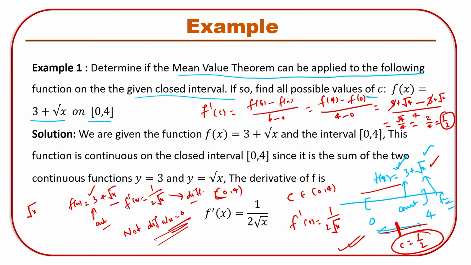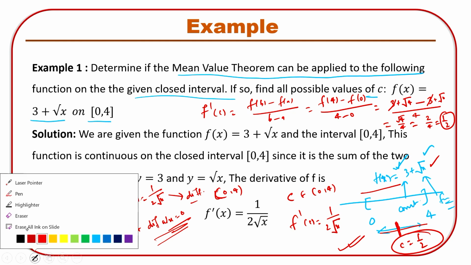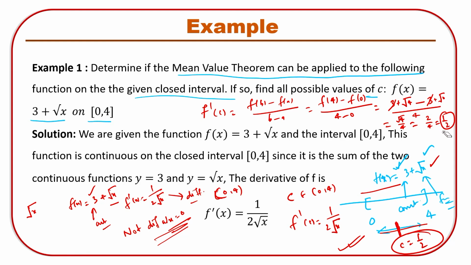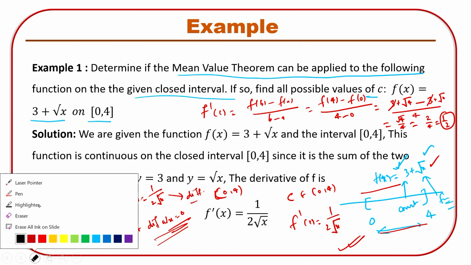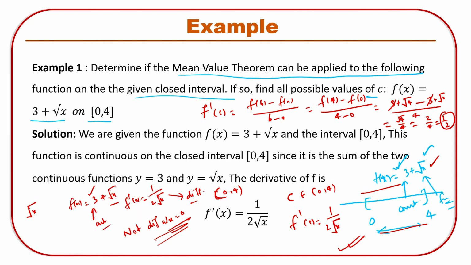Now you have understood that differentiability is important in using the mean value theorem. So we have done here f dash of C equal to 1 by root 2, but f dash of C you have calculated here, right? So this is not going to be your answer, but instead you have to just put this value. So 1 by 2 root C is equal to f dash of C, and f dash of C is equal to 1 by 2.